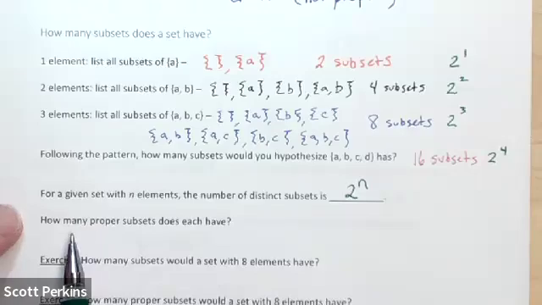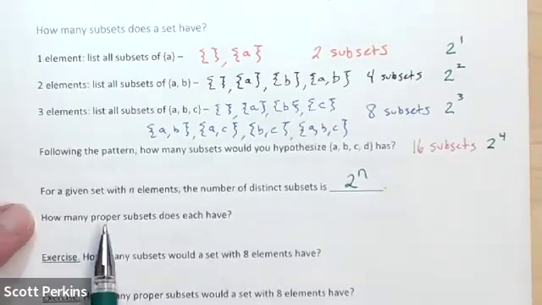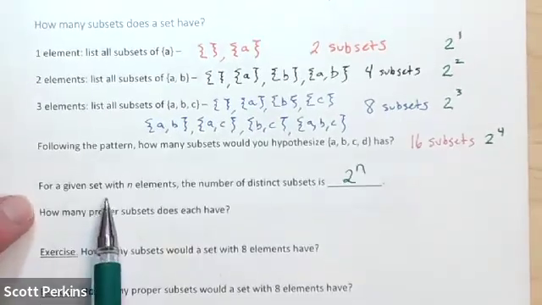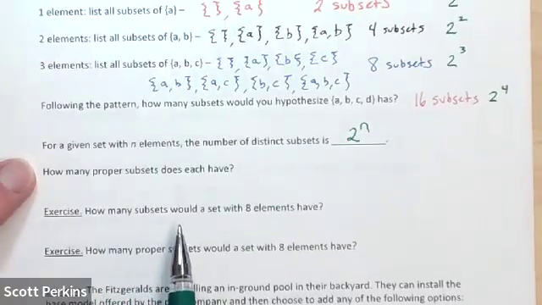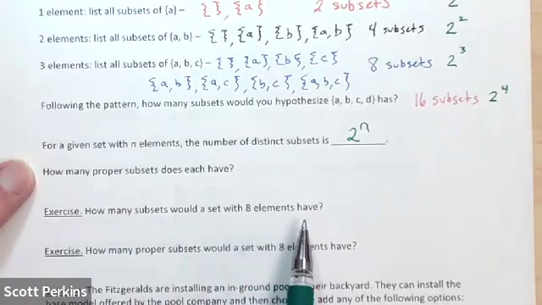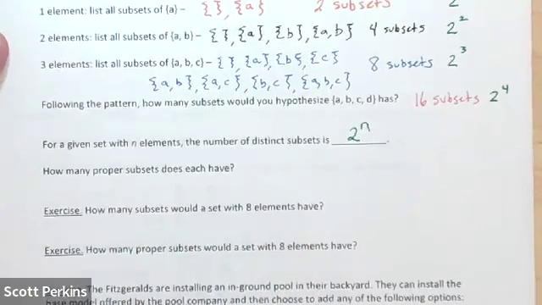So we're going to skip the next question for just a second. We'll come back to it real quickly. But right below that, there's an exercise. The exercise says, how many subsets would a set with 8 elements have? Okay, so real quick, make your hypothesis to that question, and we'll see how you did. If you have a calculator, or go ahead and use your phone calculator, that's fine in this instance.